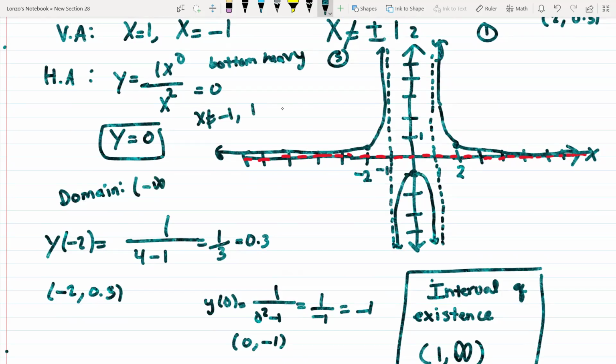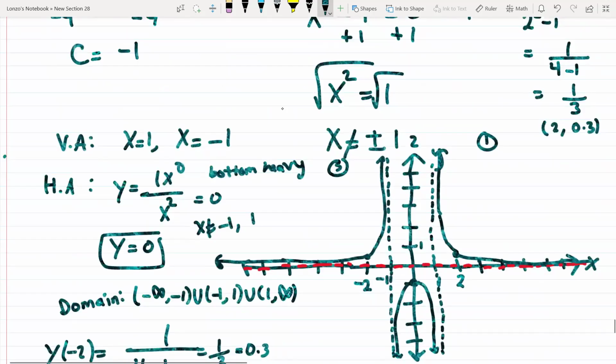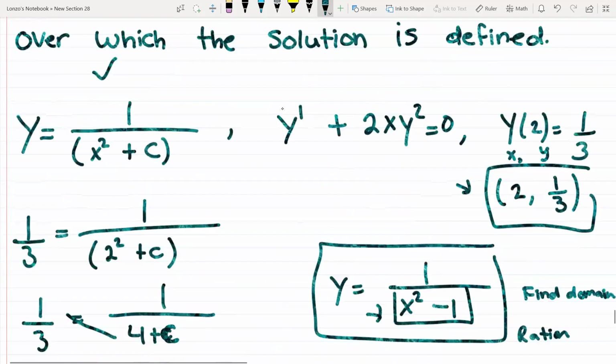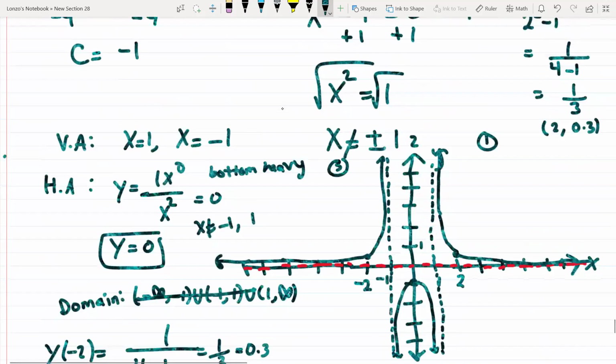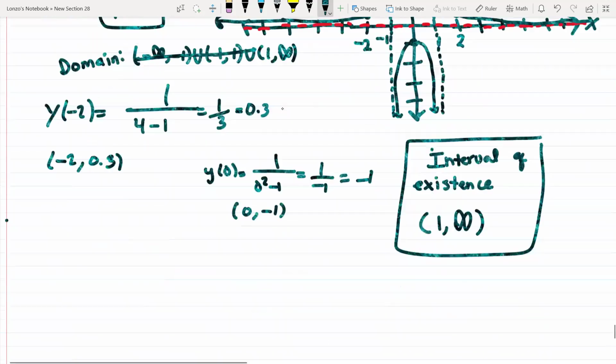It would be from negative infinity to -1, union -1 to 1, union 1 to infinity, right? So what we do is look at the point where we have our solution, which is 2 comma 1/3, and that only leads us to 1 to infinity. So these don't really matter. So yes, I would first figure out the domain of your graph and then just eliminate which one isn't part of your solution. Okay, so that was that one.